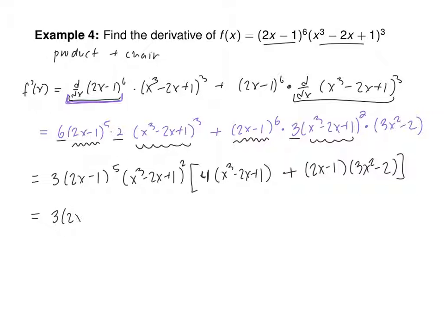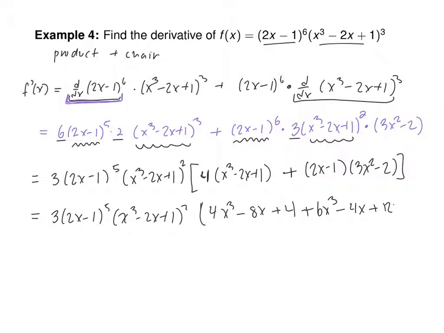So 3, (2x minus 1) to the 5th, (x cubed minus 2x plus 1) squared. Oh, there we got 4x cubed minus 8x plus 4, plus 6x cubed minus 4x plus 12. I think you can see it. Okay, no, it's all good. Everyone has their moments. I have lots of them. 3, (2x minus 1) to the 5th, (x cubed minus 2x plus 1) squared.